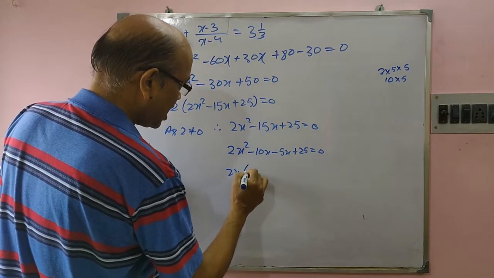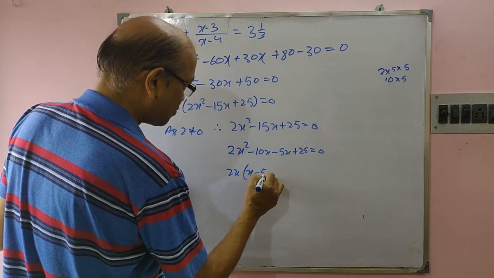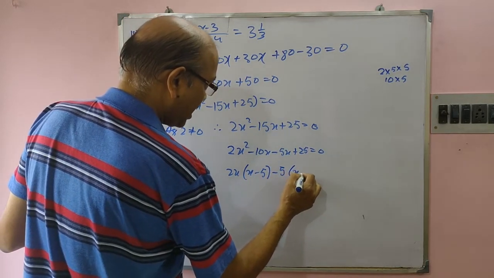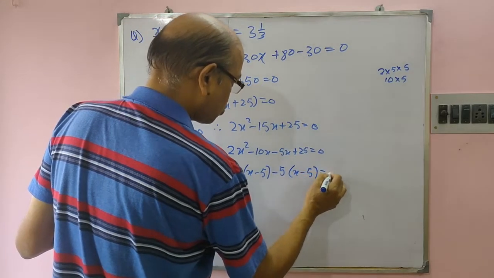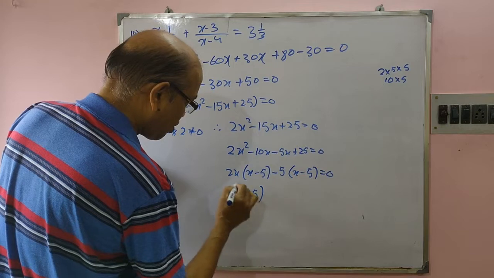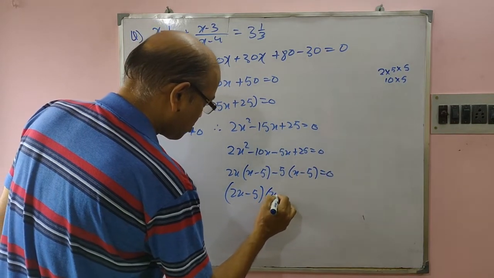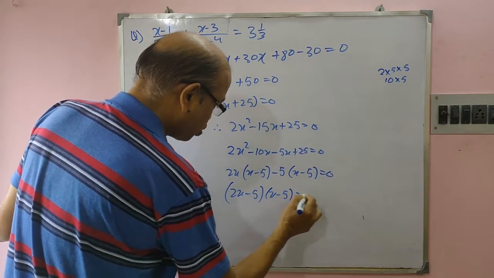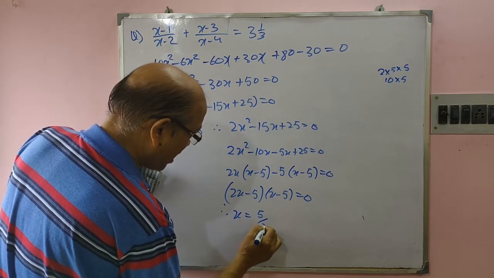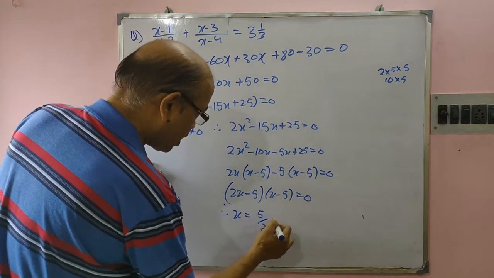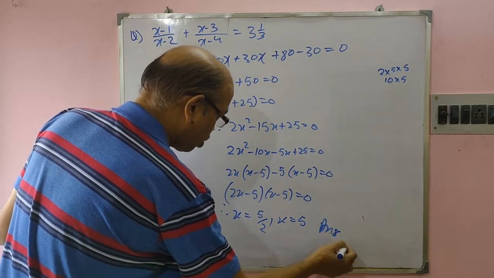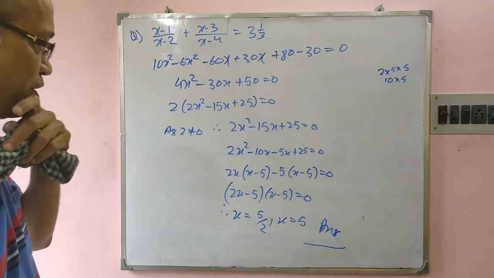2x common, x − 5, and −5 common here. I get (2x − 5)(x − 5) = 0. Therefore x = 5/2 or x = 5. Both will be your answer.